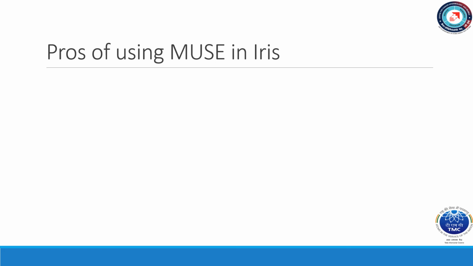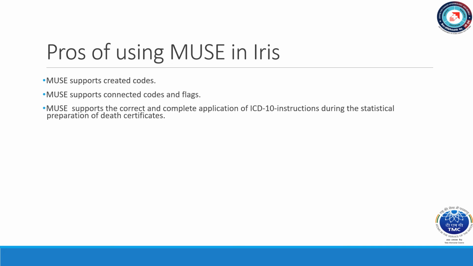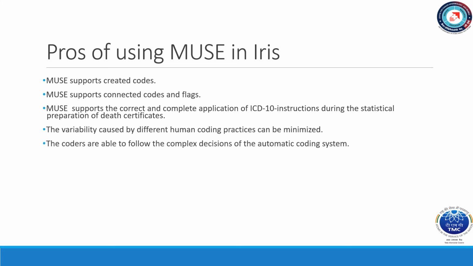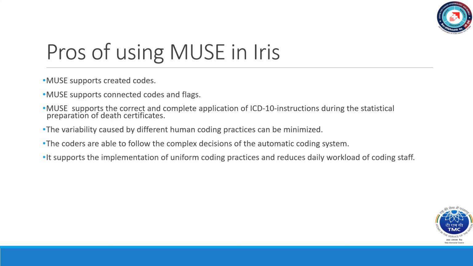Now let's look into the pros of using Muse in IRIS. Muse supports created codes, connected codes, and flags. It supports the correct and complete application of ICD-10 instructions during the statistical preparation of death certificates. The variability caused by different human coding practices can be minimized here. The coders are able to follow the complex decisions of the automatic coding system. It supports the implementation of uniform coding practices and reduces daily workload of the coding staff.